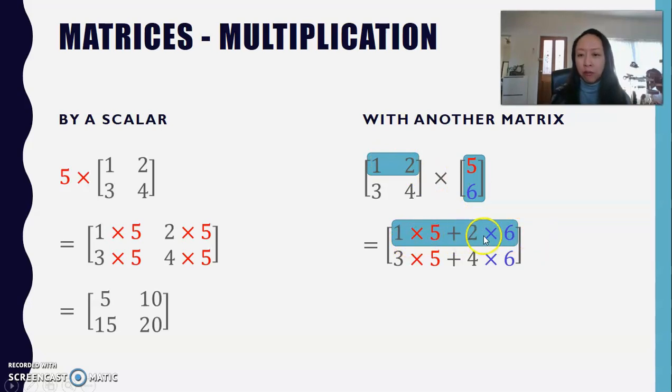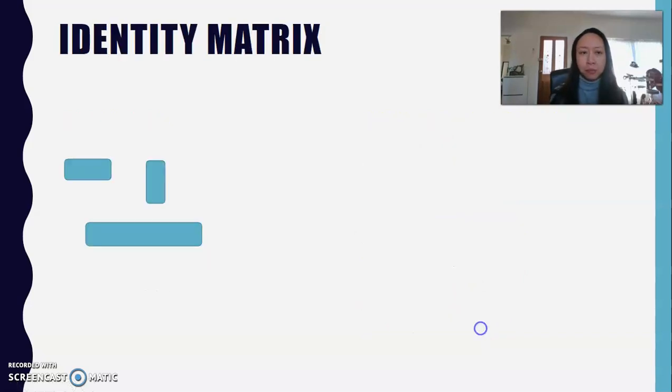So after we have done the first row, we have to focus on the second row. The second row has a value of 3, 4, and the first column has a value of 5, 6. So 3 times 5 will be here, and plus 4 times 6, we will put it here. And by solving them, we get the values of 17 and 39. So that is how we multiply matrices.